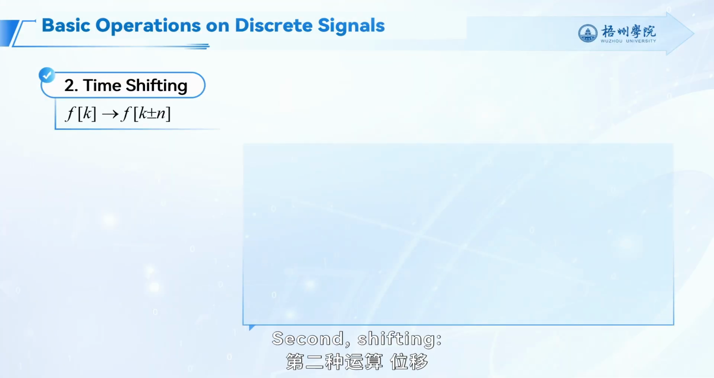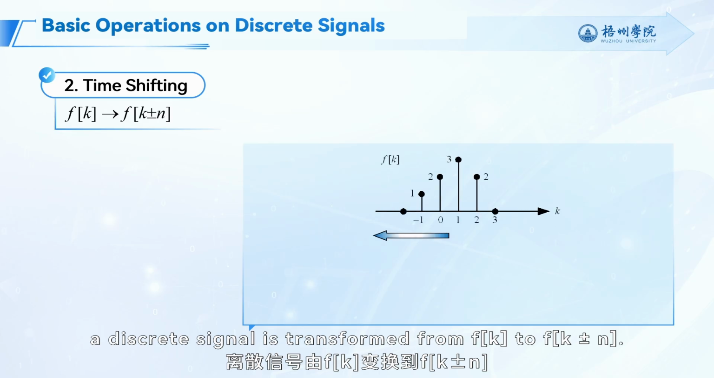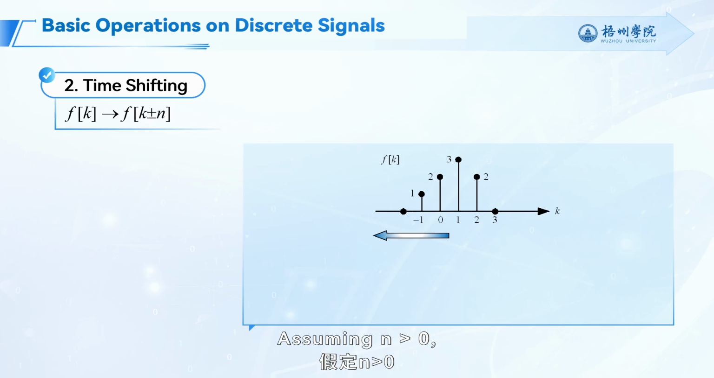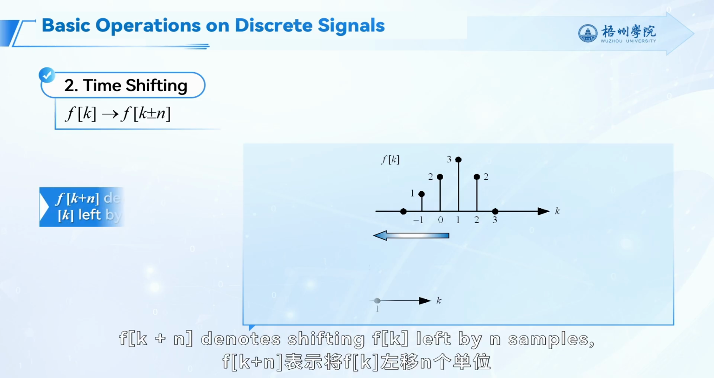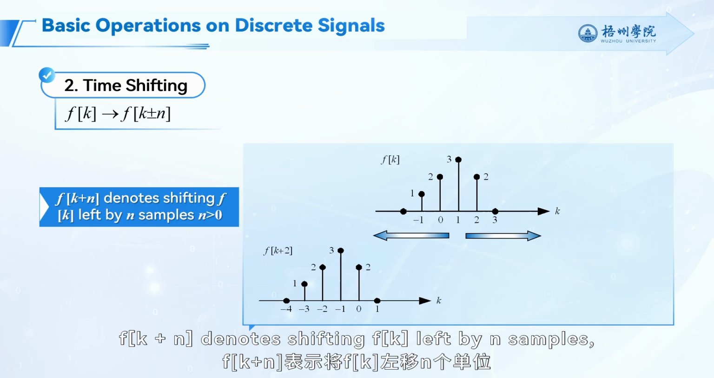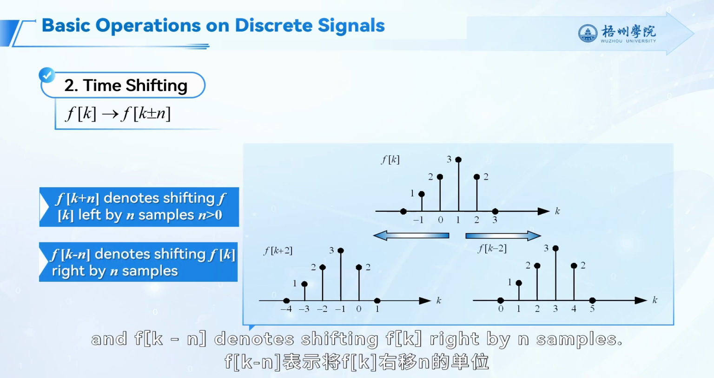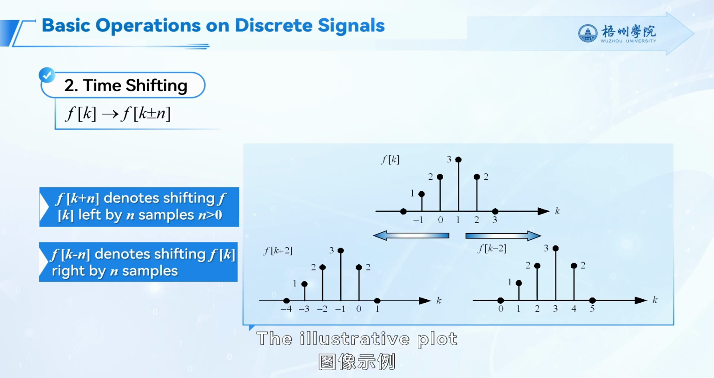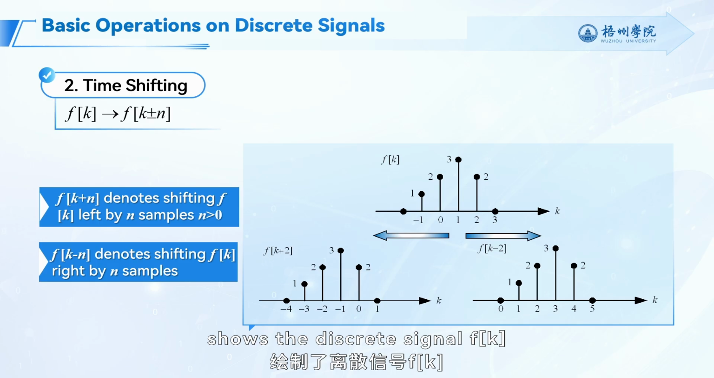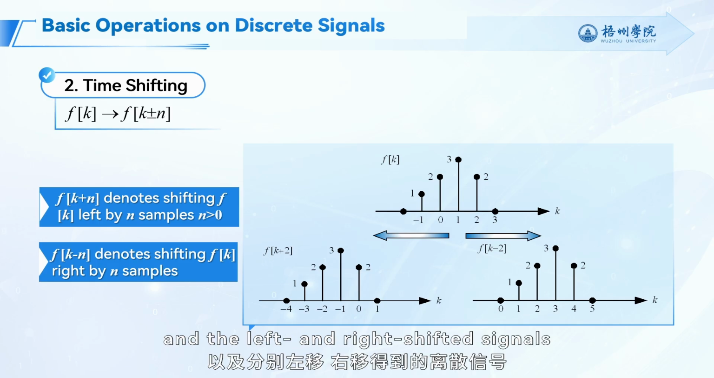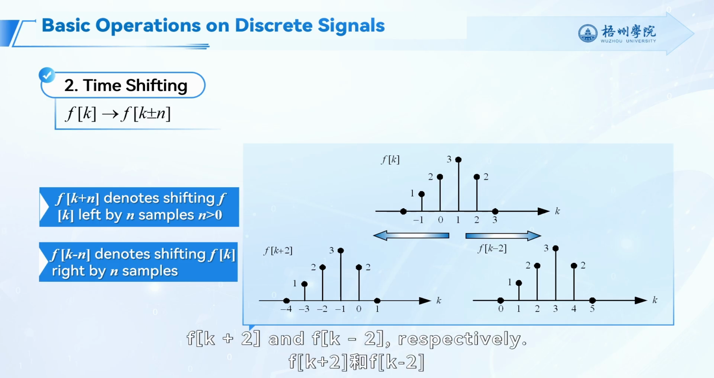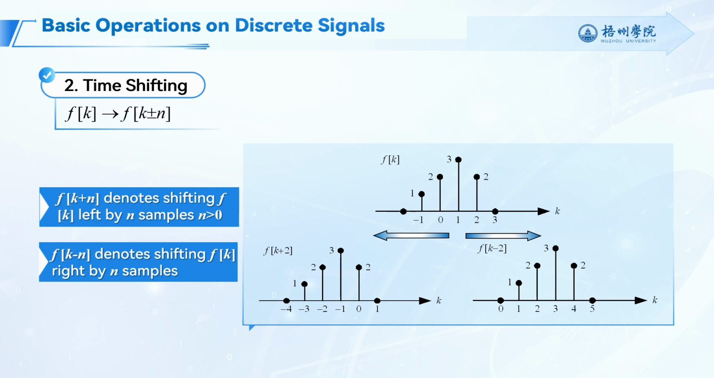Second, shifting. A discrete signal is transformed from f of k to f of k plus or minus n, assuming n greater than 0. f of k plus n denotes shifting f of k left by n samples, and f of k minus n denotes shifting f of k right by n samples. The illustrated plot shows the discrete signal f of k and the left and right shifted signals f of k plus 2 and f of k minus 2, respectively.